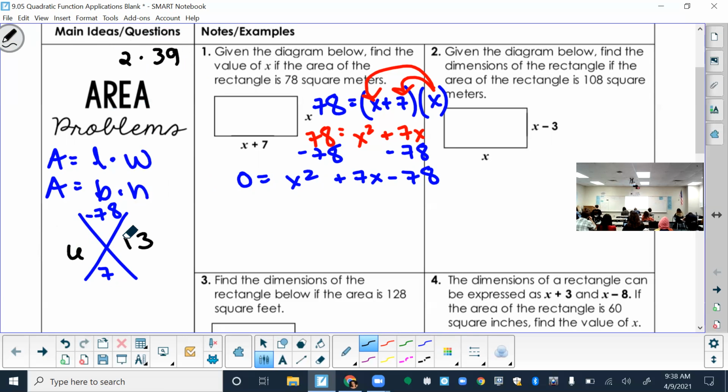And which one has to be negative to make the diamond work? The 6. So double check it is negative 6 times 13, negative 78. All right, it is negative 6 plus 13, 7. All right, so we found our factors. So we have 0 equals x minus 6 times x plus 13.